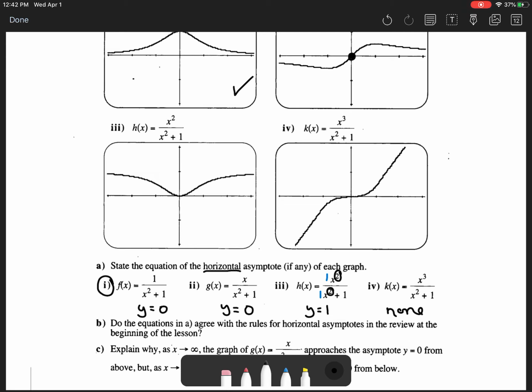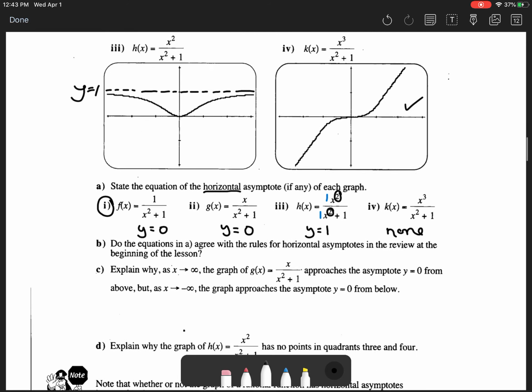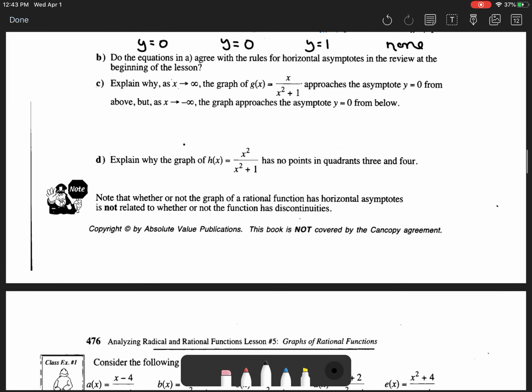So again, go off of the equation that's given to you for the function, and for horizontal asymptotes, sometimes there are some strange things that happen like that. In the third one, y equaling 1, you can see that y equaling 1 is right about here. So that does look like it matches up with what we figured out algebraically, and there are no horizontal asymptotes in the last one. So that matches up with what we see from the calculator screenshot. B says, do the equations agree with the rules of horizontal asymptotes in the review at the beginning of the lesson? Yes, they do. The only thing that needed any explanation was that second one, where the graph actually crossed that horizontal asymptote of y is equal to 0.